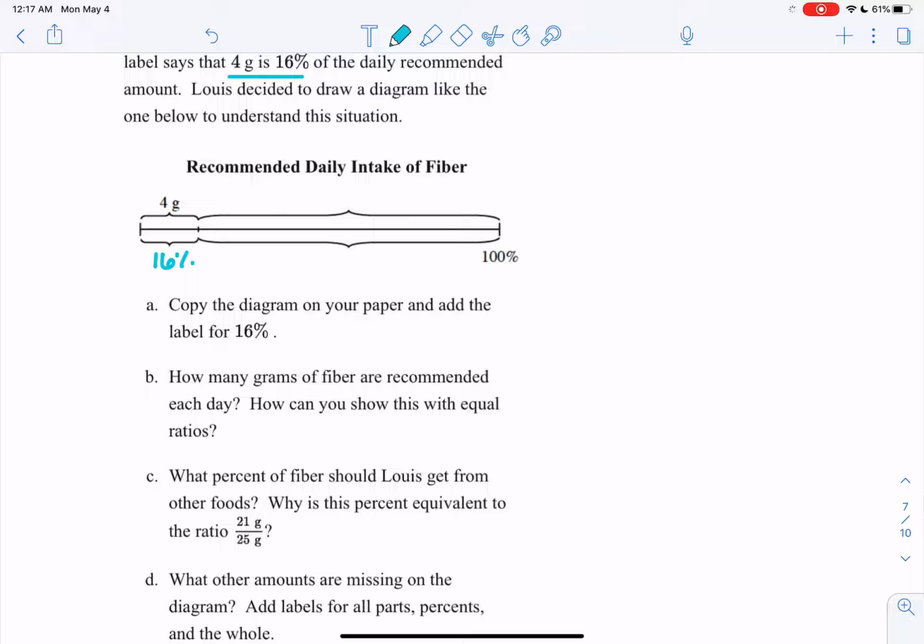amount. So we know that 16% can be rewritten as a fraction as 16 over 100. 100% of the daily recommended value, we don't know that, so we're going to use a variable x because that's going to be the same thing as 100%. 16% of daily intake of fiber was 4 grams.